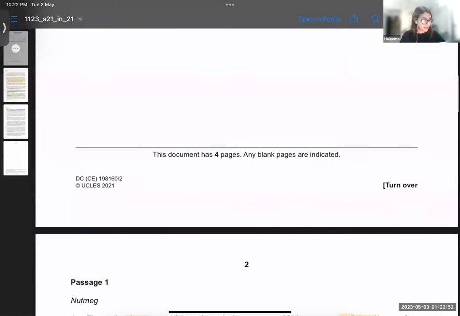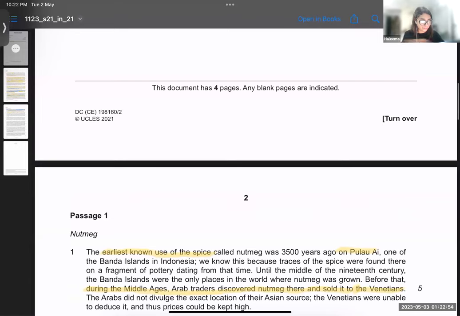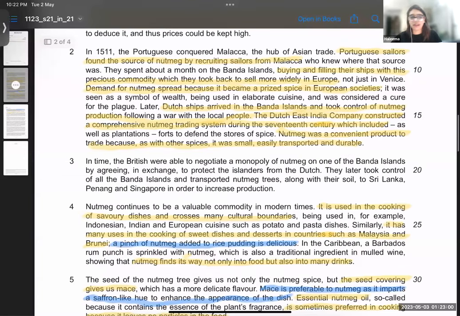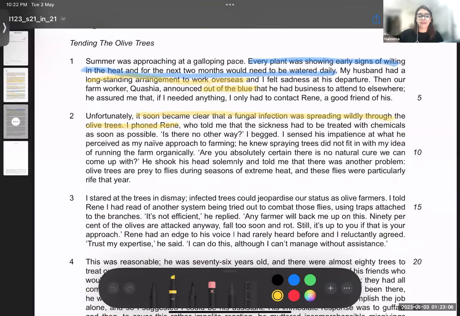So if you look at line 9, my naive approach to farming. And the options are innocent and silly. So in this case, obviously, we're talking about someone who is trying to imply that they have a certain set of expertise. So the word silly might not be the best synonym to use here, which is why we're going to go with our second option, which is innocent.